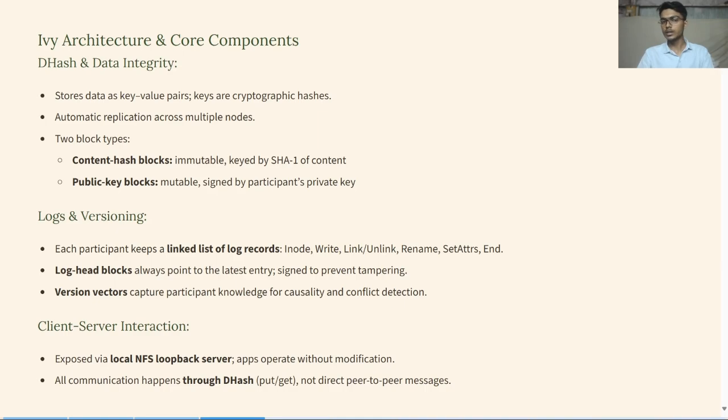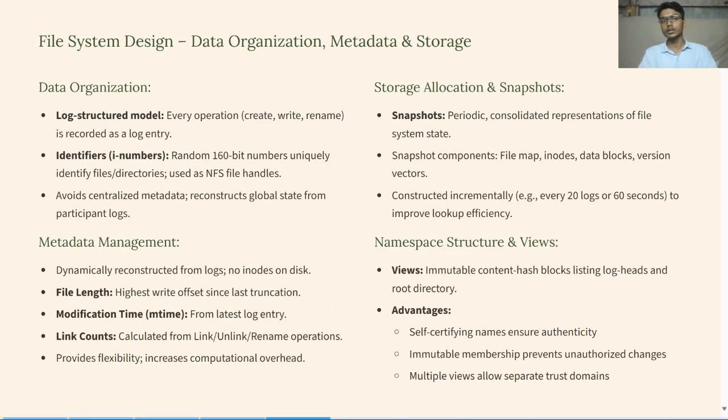For client-server interaction, IB is exposed via a local NFS loopback server. Applications can operate without modification, while all communication occurs through DHash using put and get operations rather than direct peer-to-peer messages. This design ensures secure decentralized operation while maintaining compatibility with standard applications. Now we will discuss IB's file system design, focusing on data organization, metadata, and storage.